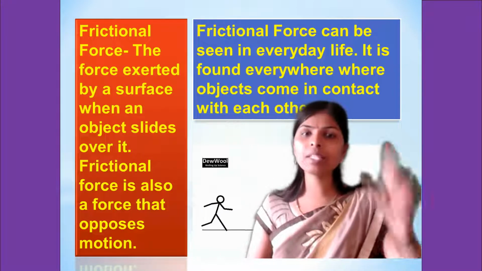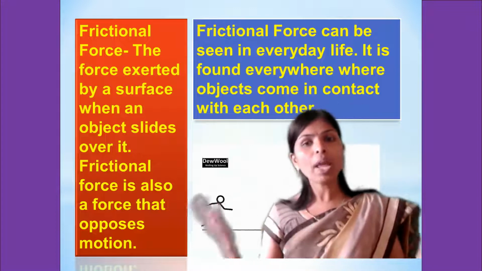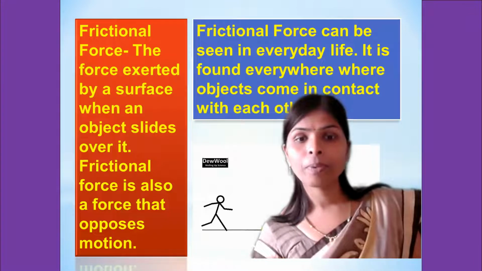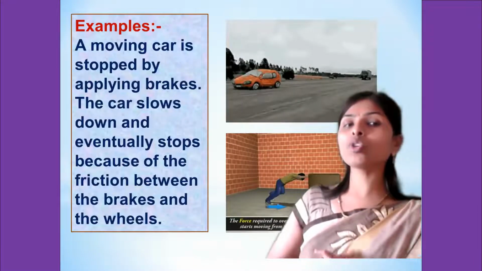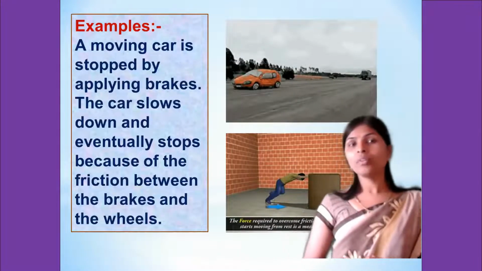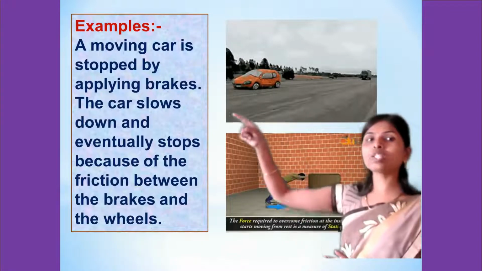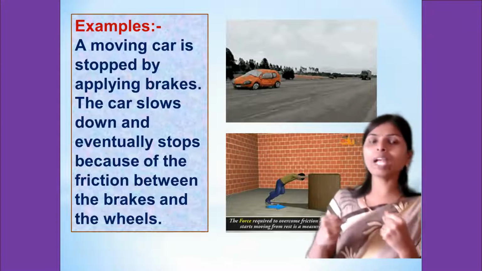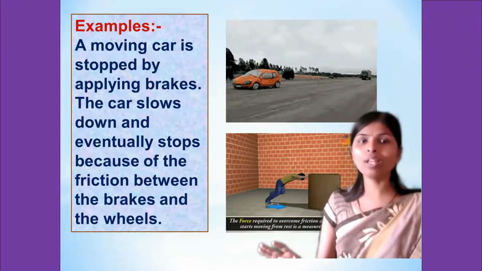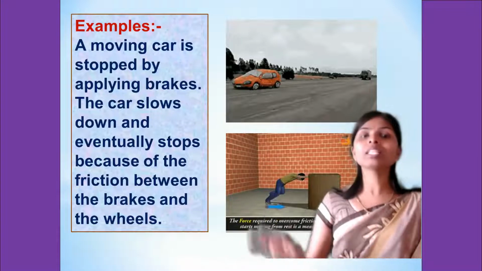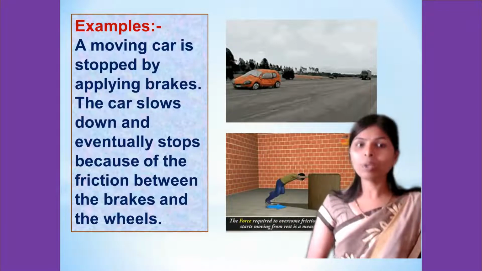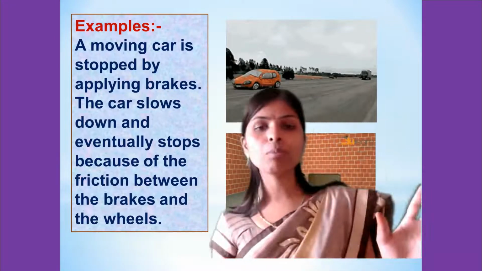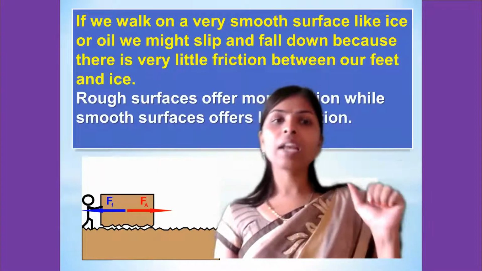Frictional force can be seen in everyday life. It is found everywhere where objects come in contact with each other. So dear students, here I have shown you one example of frictional force. A moving car is stopped by applying brakes. When we are applying brakes, after some time that car will slow down and afterward it will stop. This is because of frictional force. Because friction is caused in between the brakes and the wheel and it stops the movement of that car.